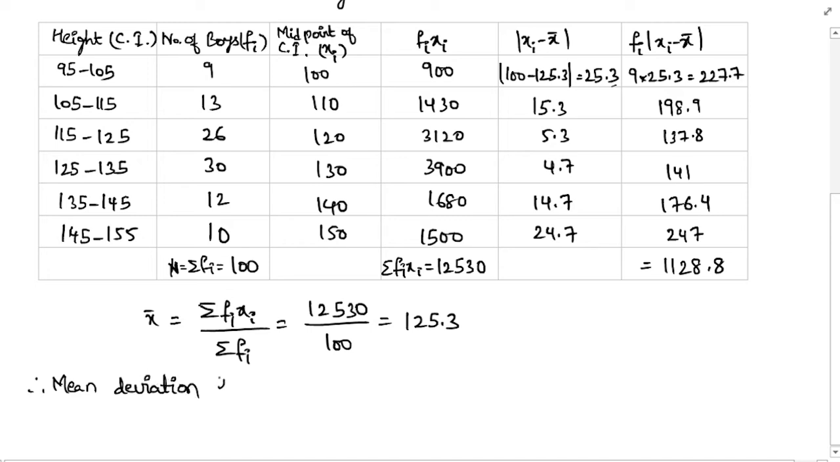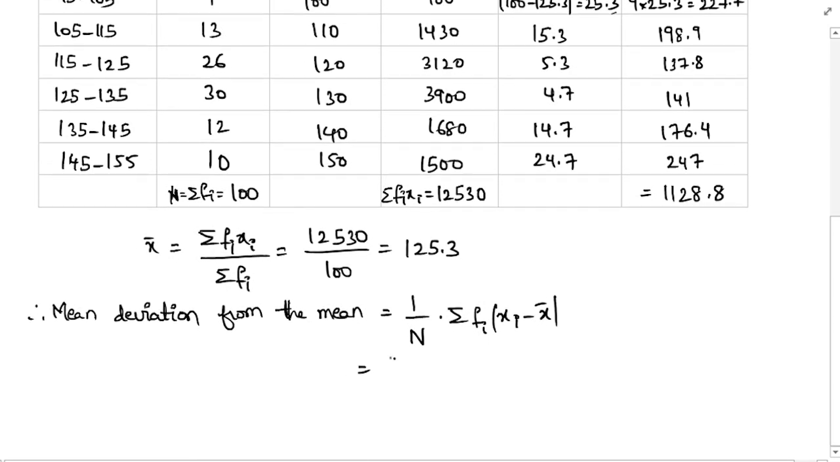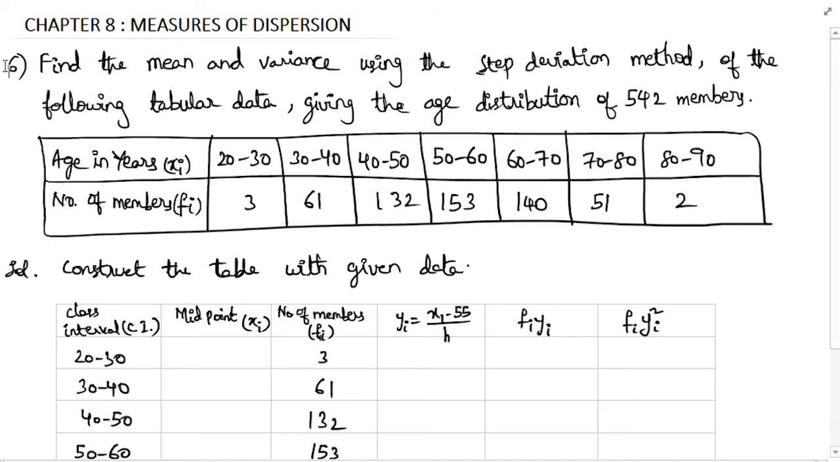Now that we have these values, we have to find the mean deviation from the mean. The formula for this is 1 by n into the summation of fi into the absolute value of xi minus x bar. We'll substitute the values: 1 by 100 into 1128.8, which is equal to 11.288, that is 11.29 approximately.